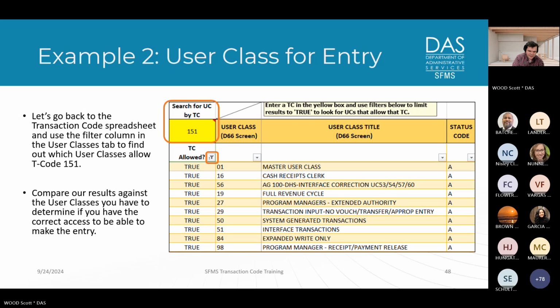So, not that many choices to choose from. I see that we have options for cash receipt card, ARC full revenue cycle, and program manager's extended authority. You figure out which one applies to your situation, and you will be able to use it, no problem.